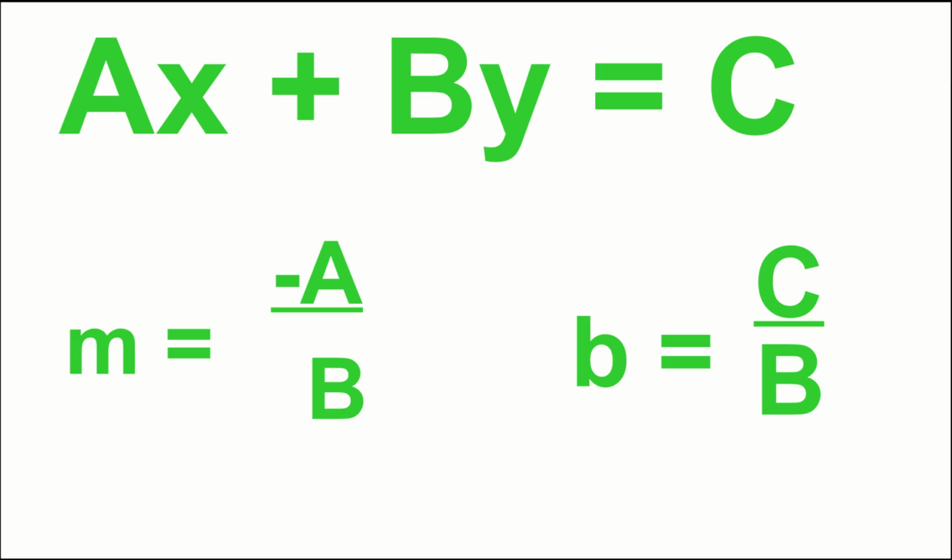Your m, opposite of a over b. Your b, c over b. And in terms of solving that equation, everybody at least kind of followed. That made at least a little bit of sense for right now.